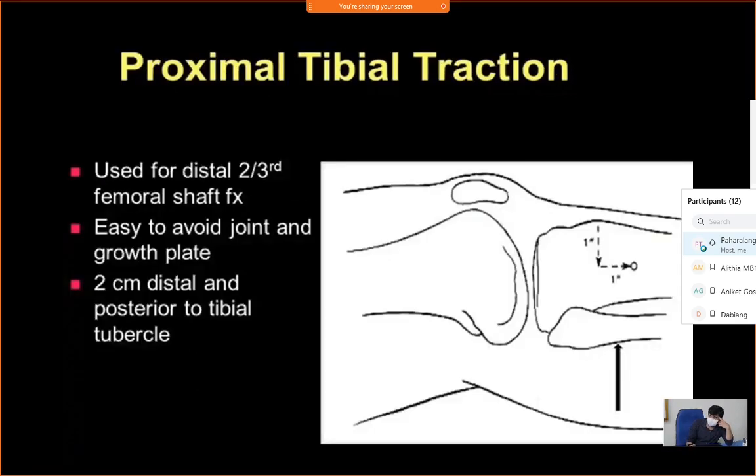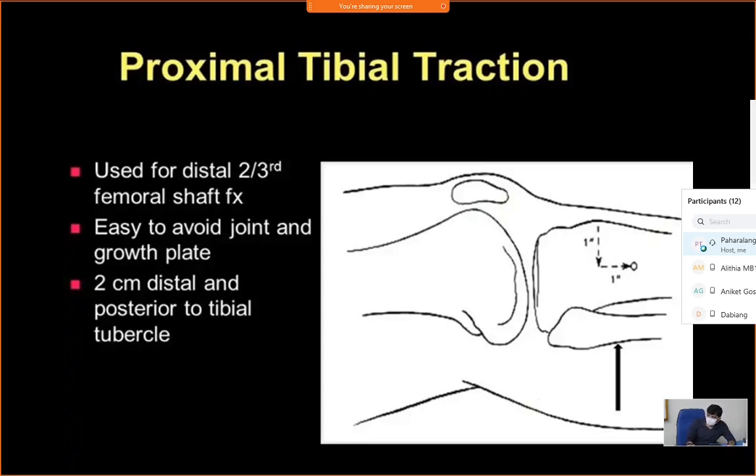This is proximal tibial traction. There is one round point in the proximal tibia where we insert a pin. It is used for distal 2/3 femoral shaft fracture. This is used for femoral shaft fracture, but the pin is inserted in the proximal tibia. The area is marked. There is a rule that from the tibial tuberosity you go 2.5 centimeters posteriorly and distally. Then you mark that point, you insert the pin there, and from that pin you give traction.